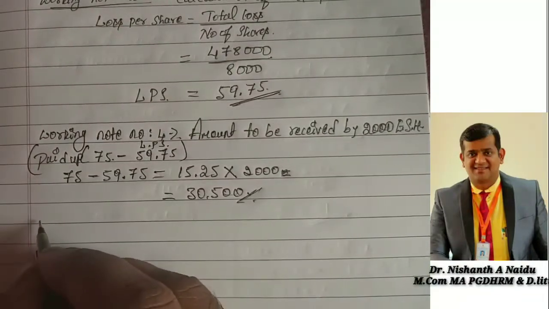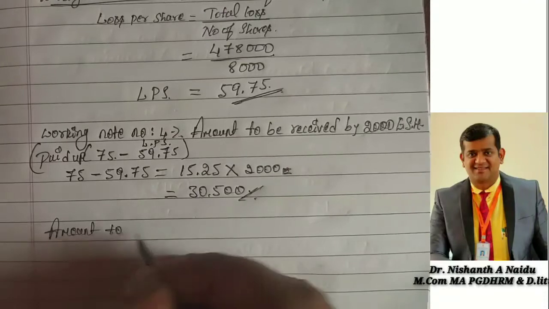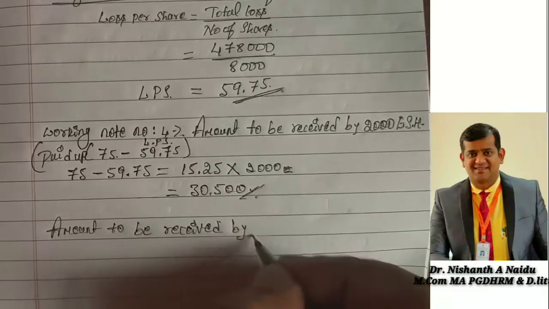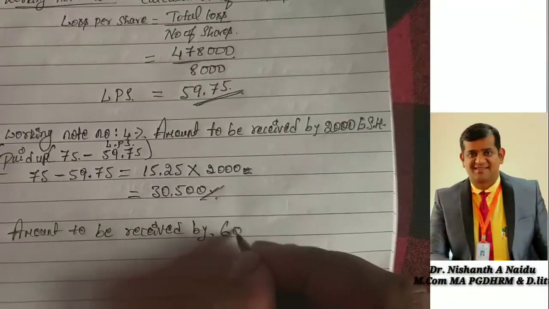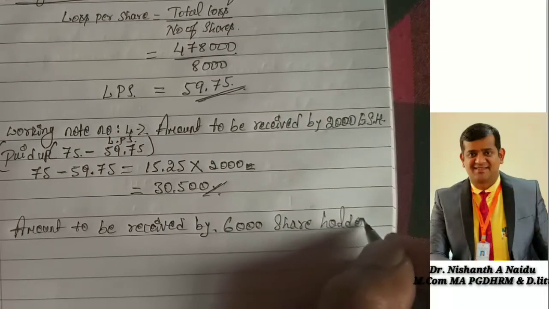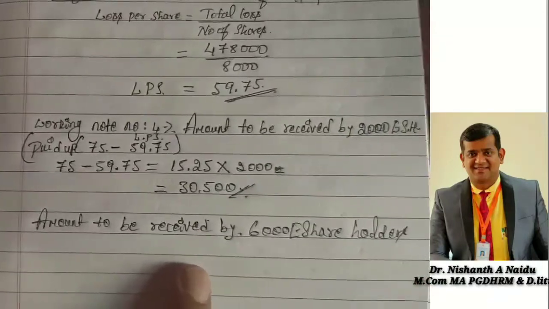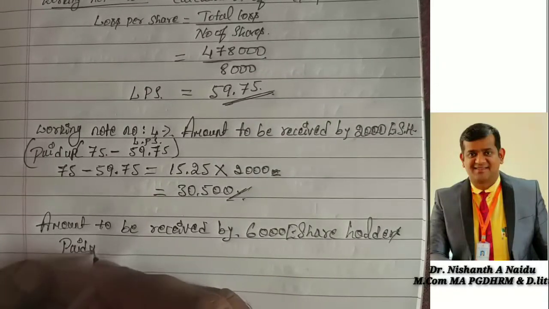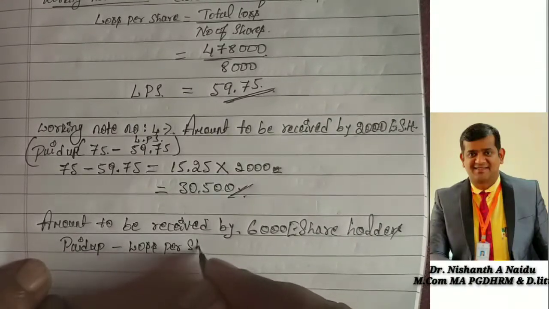Next is the amount to be received by the other shareholders. How many? 6,000 equity shareholders. Now for this you have to do the same calculation: paid up less loss per share.